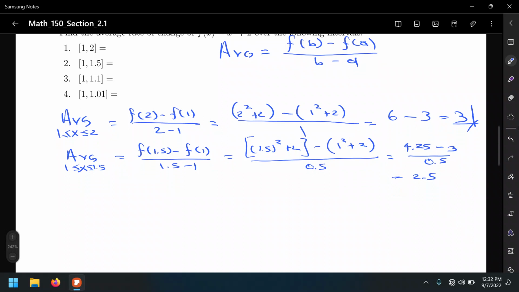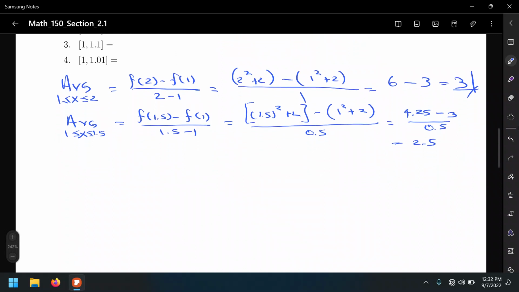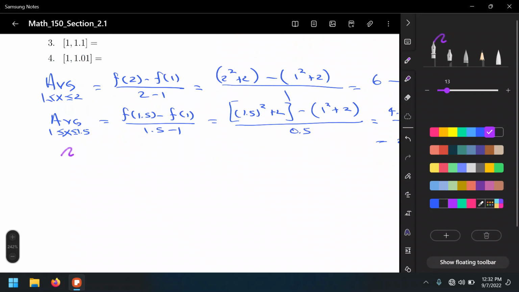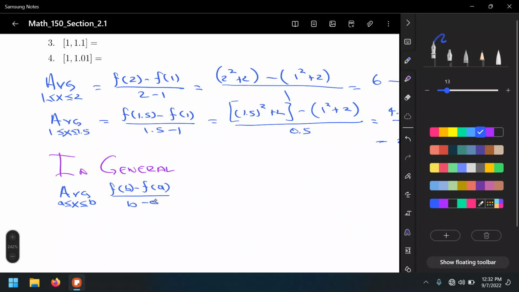So instead of just doing all these calculations, f of b minus f of a over b minus a, let's find a formula in general. Okay, in general. So in general, the average, at least for this function, not for every single function, the average between x equals a and b will be f of b minus f of a, same formula, over b minus a.